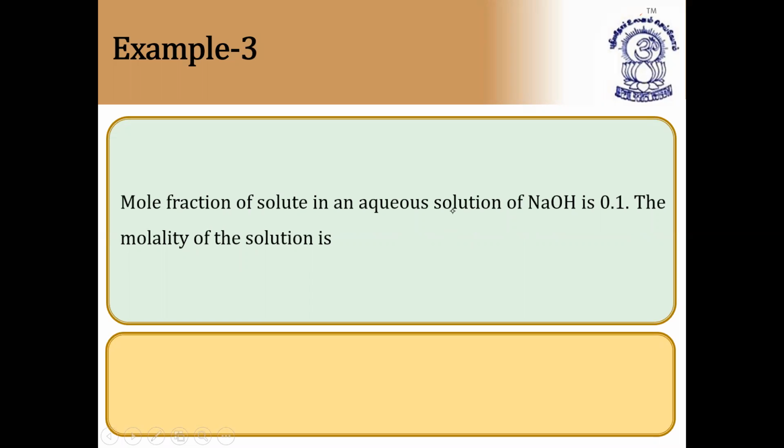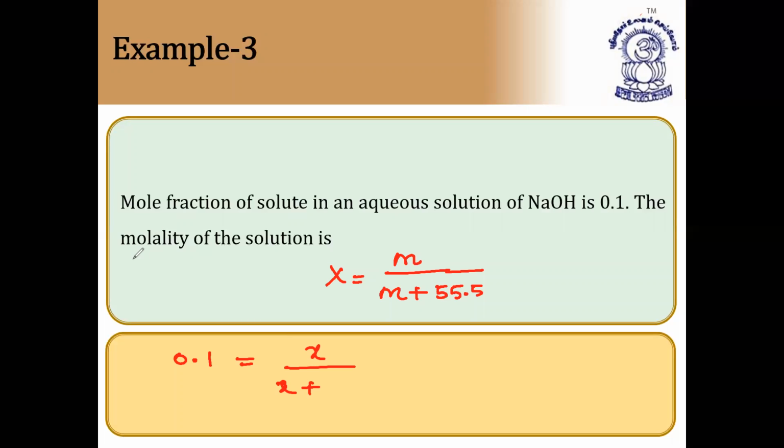Next. Mole fraction of solute in aqueous solution of sodium hydroxide is 0.1. Then the molality of the solution is? So the relation between mole fraction and molality is X is equal to m by m plus 55.5, because this is an aqueous solution. So 55.5 directly. So 0.1 is equal to m by m plus 55.5. The molality is m.